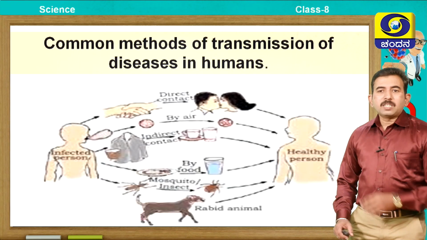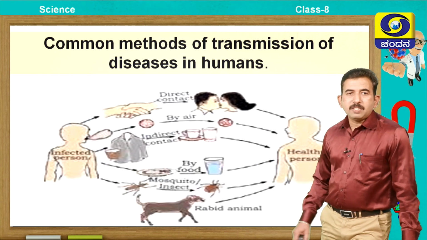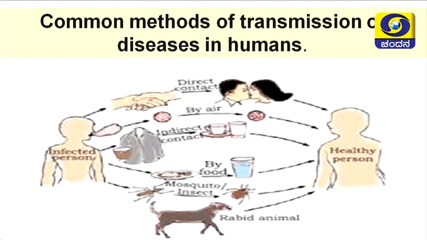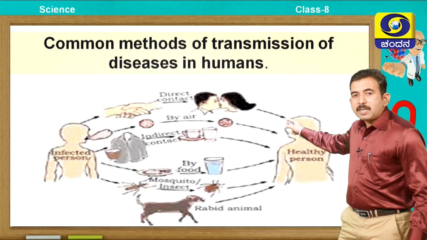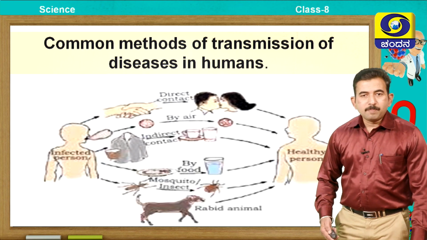Students, common methods of transmission of diseases in human beings you can observe in this picture. Diseases may spread from one person to another person through direct contact or sometimes through air, sometimes indirect contact through cloth or through the food, sometimes mosquito or other insects, even sometimes rabid animal. In this way, from the infected person the disease may be transmitted to the healthy person.